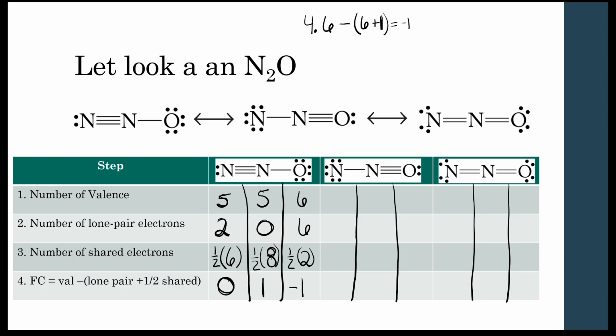All right, so I'm going to go through this pretty quickly. Hopefully you have your work and you can just follow along with me. So nitrogen has 5 valence, 6 lone pair, sharing 2 in the bond. So we've got 5 minus 6 plus 1, which is 7. So 5 minus 7, that's a -2.